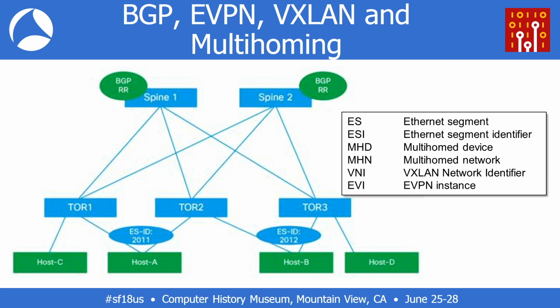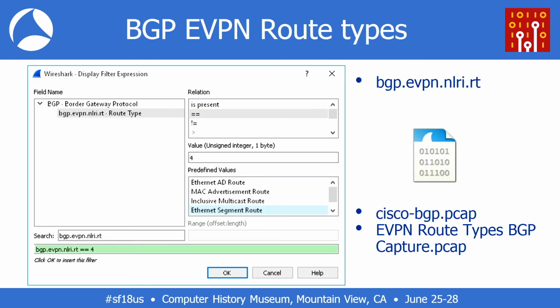And coming back here to this multi-homing, you can see in your BGP the link aggregation control protocol, that means a layer 2 control protocol is inside of BGP. For me, it's also crazy. So, going back to Wireshark and my favorite display filter expression, DFE, and you see, okay, Ethernet auto discovery route, MAC advertisement route.